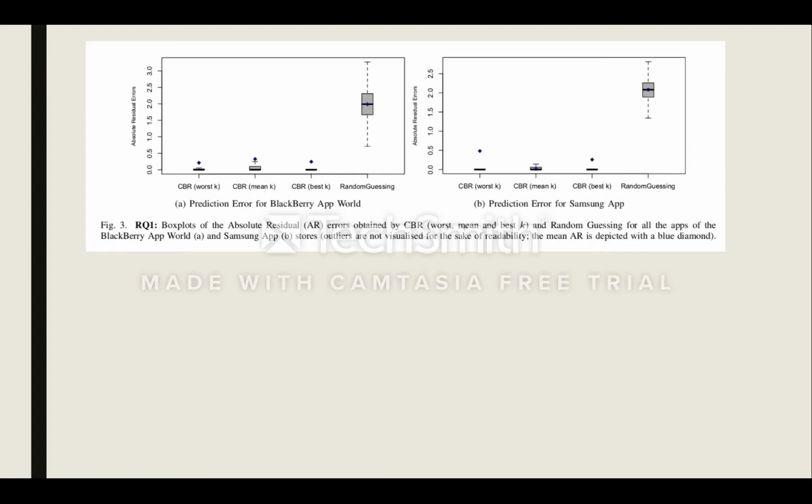From the chart, we can see that the absolute residue errors provided by CBR are on average lower than 0.5 and are much lower than these provided by random guessing for both stores. Thus, it confirms that the absolute residual errors provided by CBR are significantly lower than those achieved by random guessing, with large effect size for both stores in 100% of the cases.